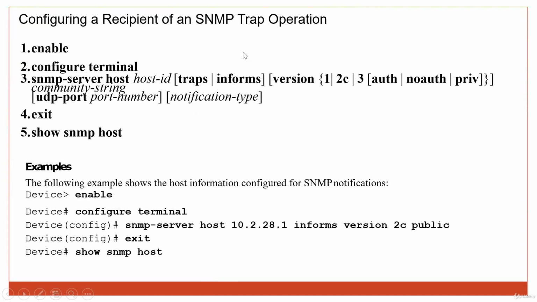Now, if you want to give the notification message in terms of a trap, for that we can put this configuration here. Either we can use trap or inform. So here we can see the configuration is snmp-server host ID, trap, inform, version 1, 2, 3, auth, noauth, priv, etc.